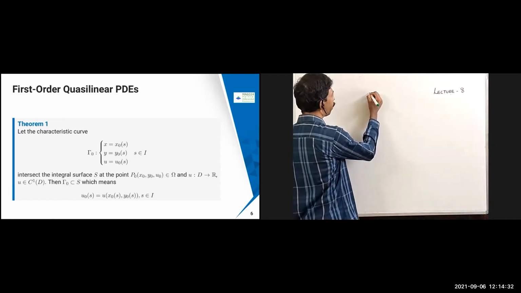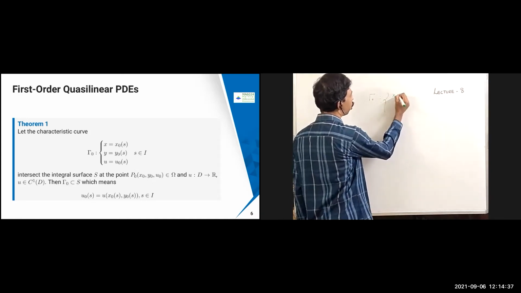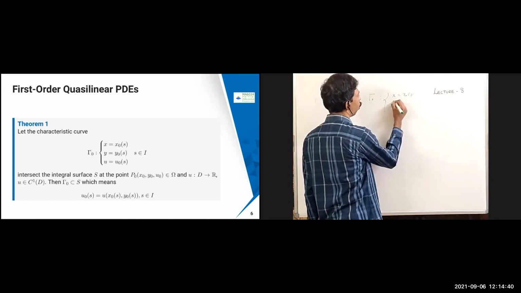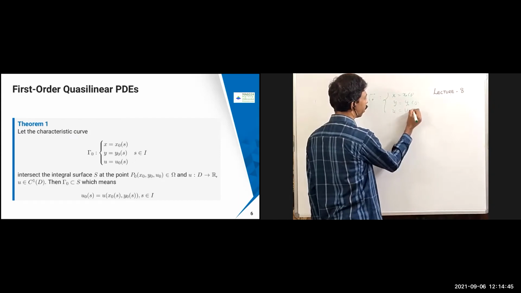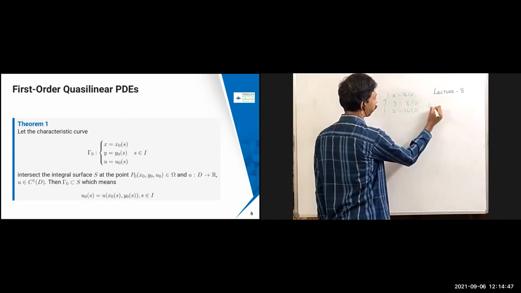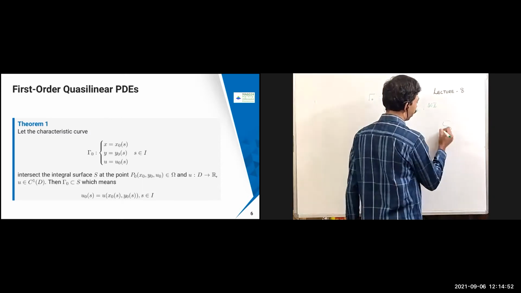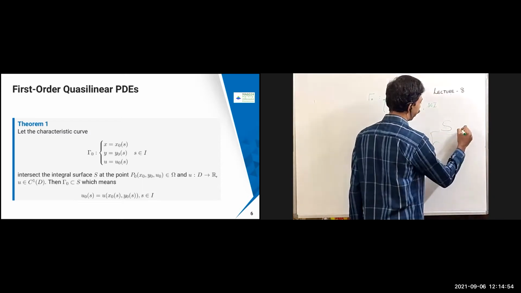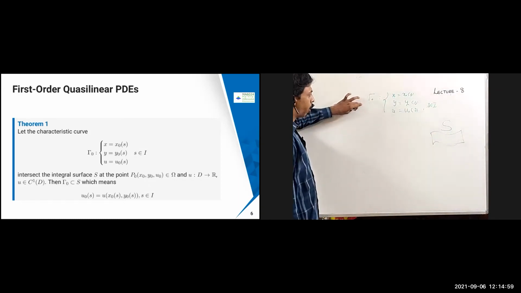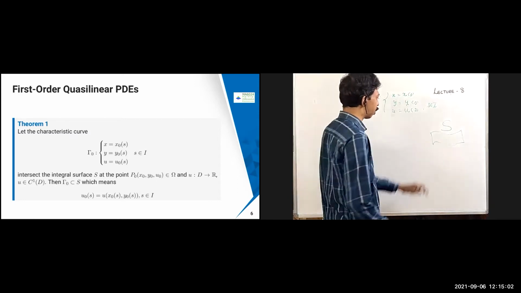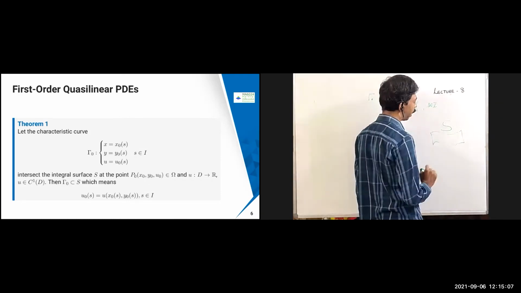Okay. So what I have is a characteristic gamma naught, which is nothing but I can give it as x equal to x naught of s, y equal to y naught of s, and u equal to u naught of s. Okay. So I have an integral surface. Now this gamma naught is going to intersect with this integral surface. So gamma naught is something I have like this. Okay, I have a characteristic.